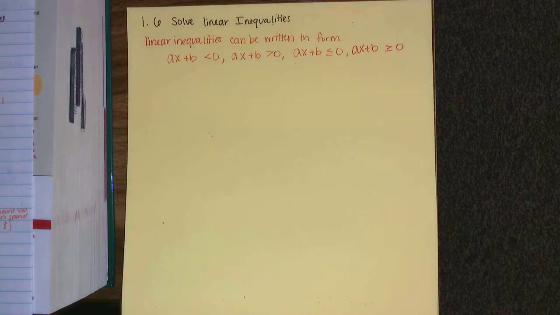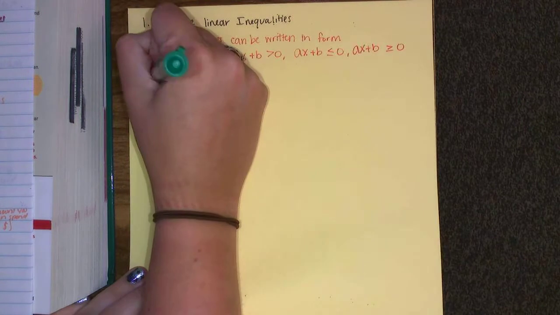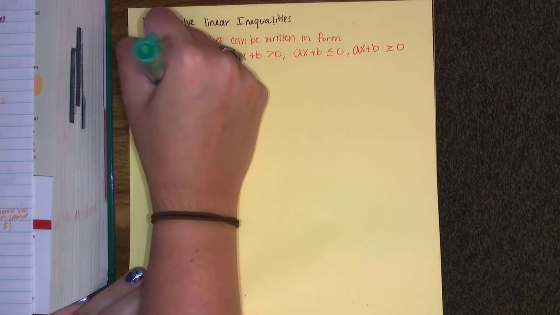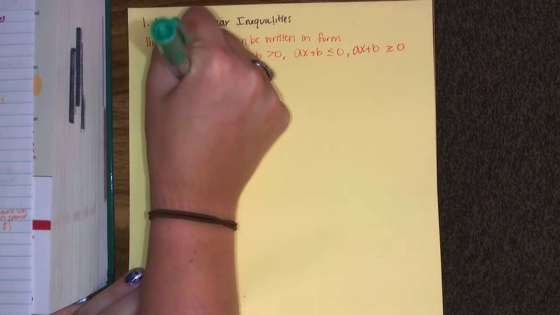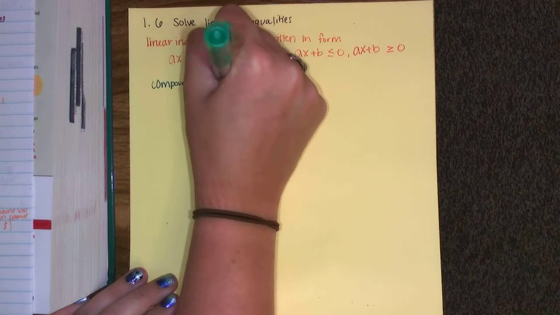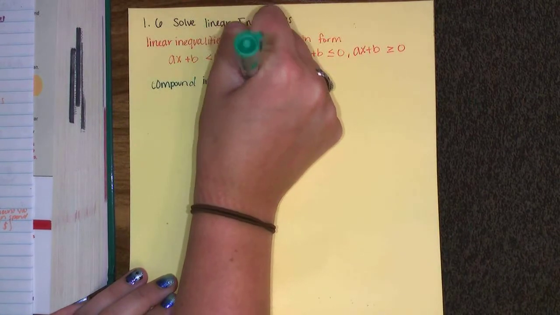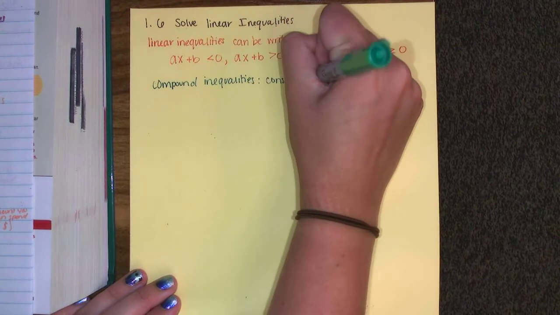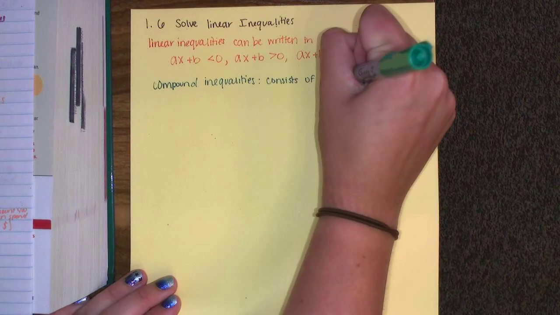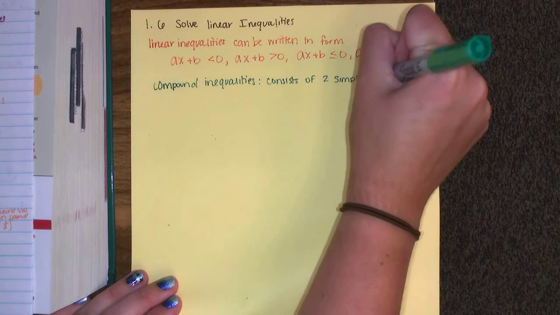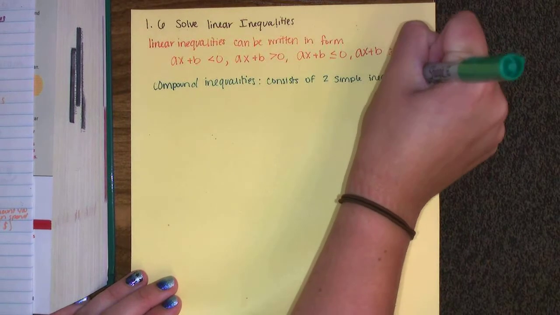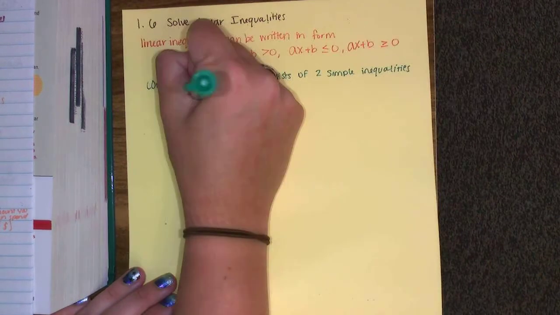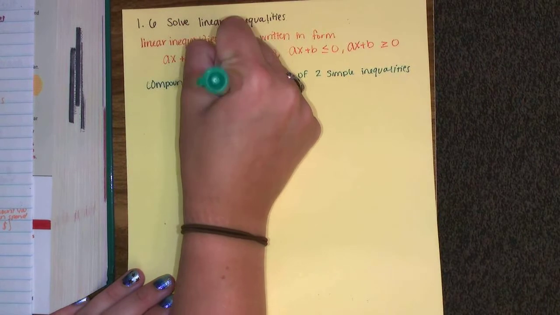Another definition is compound inequalities. A compound inequality consists of two simple inequalities joined by and or or.